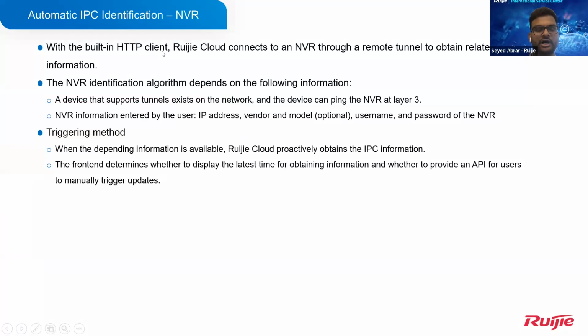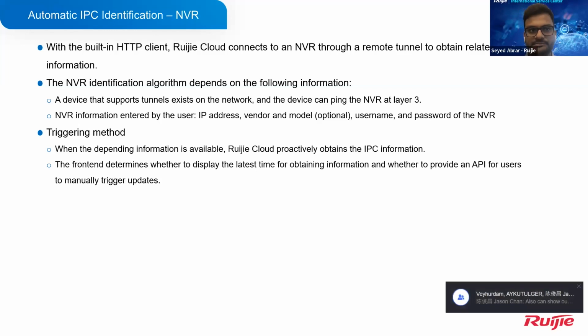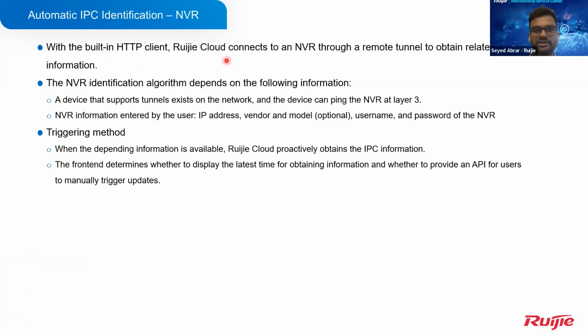And the identification through NVR. How will the identification happen through NVR? Because you have hundreds and hundreds of cameras, you need an NVR to centrally manage them, right? So you can use NVR with our Reyee Cloud. You can manage it. We have a built-in HTTP client. Then the Reyee Cloud connects to the NVR with a remote tunnel.